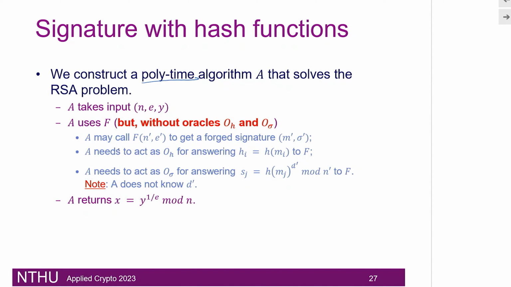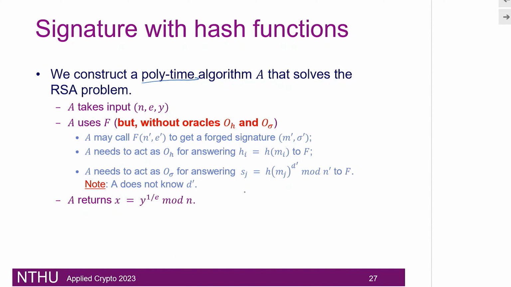So that's the challenge. In this case, A would call this forger with this input N and E to get the forged message. Let's call it M prime and sigma prime. And then in order for F, the forger, to work, we need to answer his hash queries. We also need to answer his signature queries of this format.